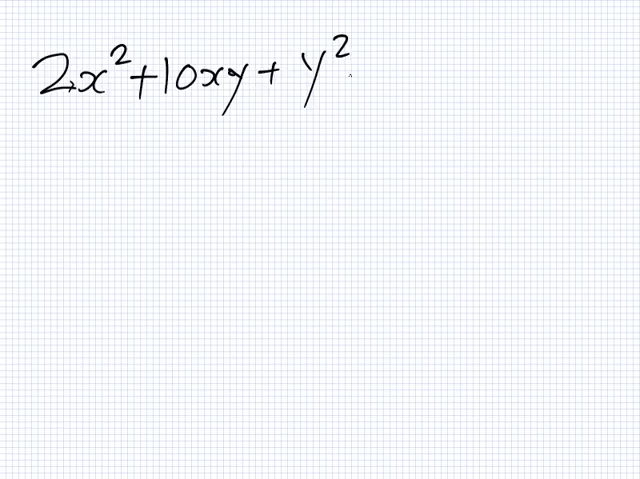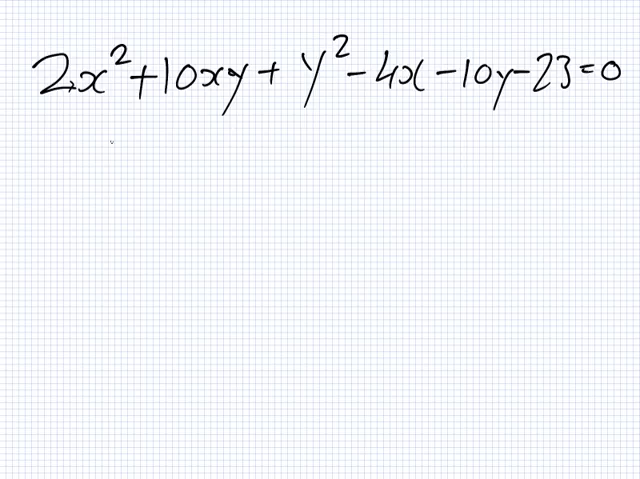The problem is my coffee tastes really bad, so I can't drink much of it. 2x squared, thank you, Malik. 2x squared plus 10xy plus y squared minus 4x minus 10y minus 23 equals 0. Alright, let's do this together, like a family.